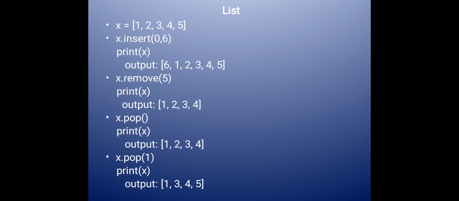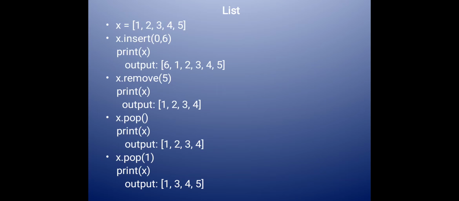And the remove function is used to remove a specific element from the list. So x dot remove 5, then print x, the output will be a list of elements 1, 2, 3, 4. That means this function removes the element 5 from the list.